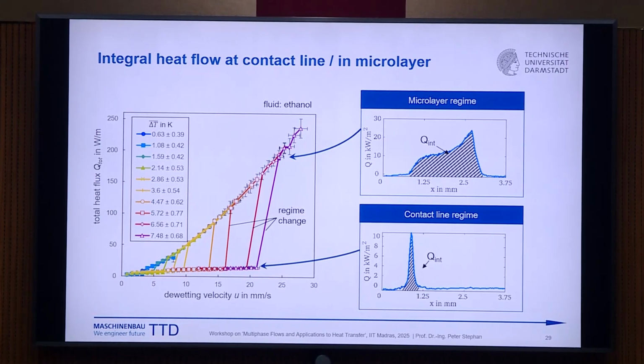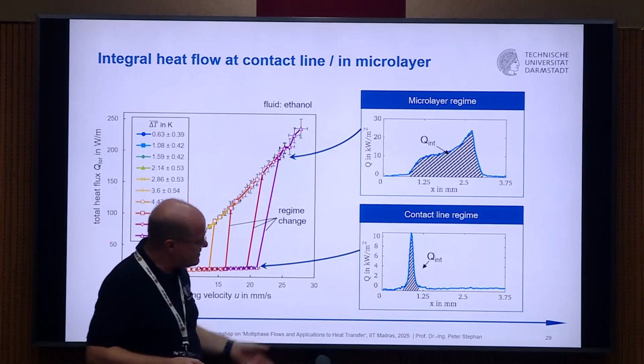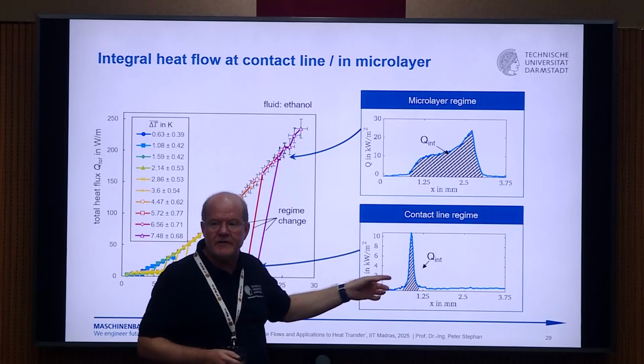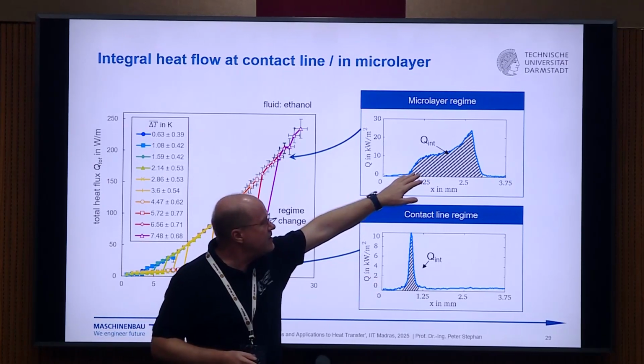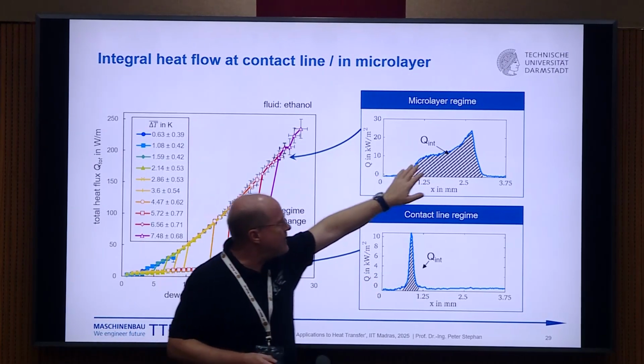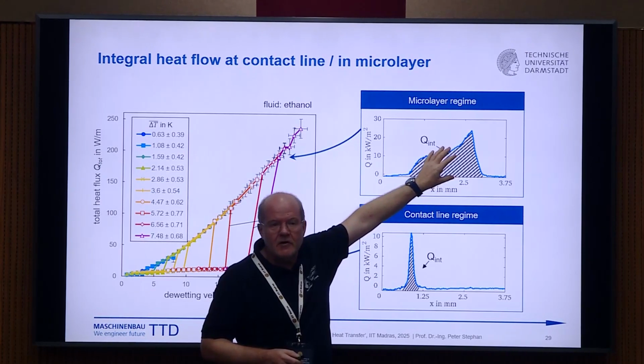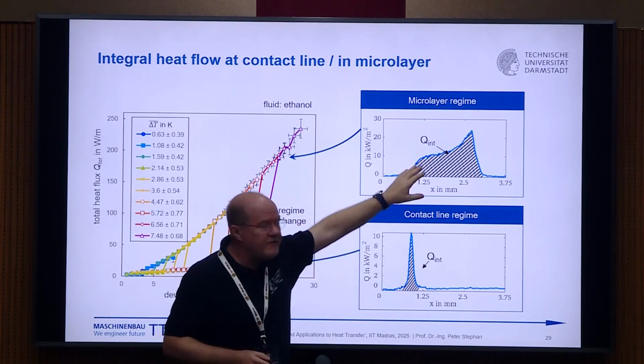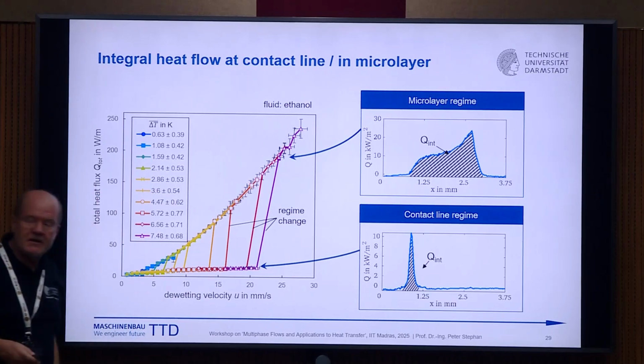The total heat flux, of course, is somehow the integration of this curve. And of course, with the microlayer, you see that you have a much higher overall heat flux, so a much higher evaporation rate for a certain given condition.